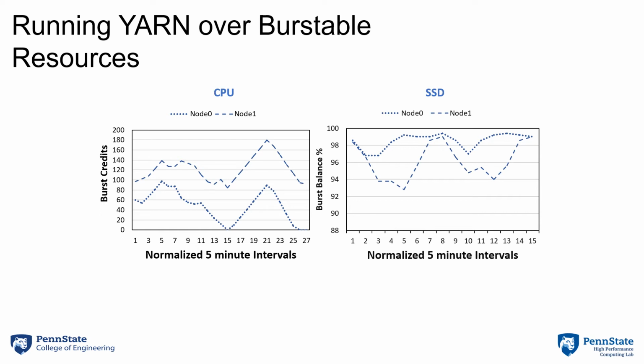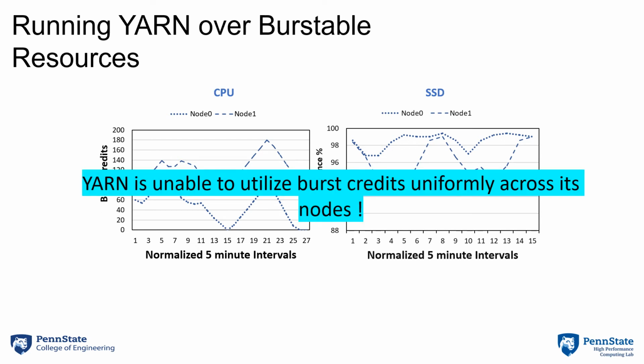However, considering that the burst balance does become zero for the node here, we see that the IO bound task would have been slowed down while there was surplus IO based credits available. This is an artifact of YARN based random scheduling. Hence, YARN is unable to utilize burst credit balance uniformly across its nodes.